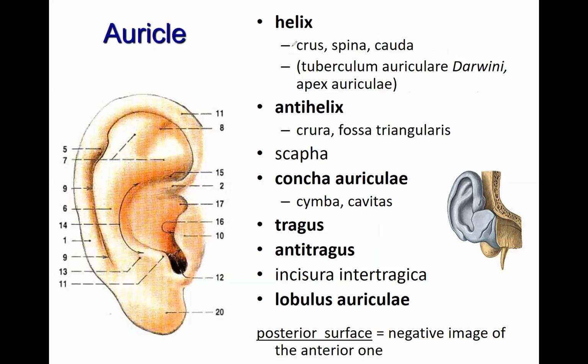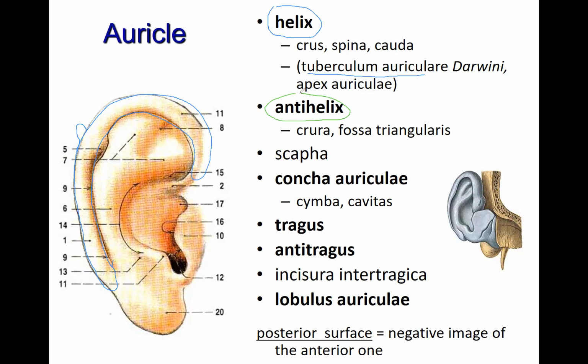So now a bit of descriptive anatomy. So helix, meaning a spiral, is this structure. So it's the border of the auricle. So this structure we'll call helix. And helix has got some smaller parts like the auricular tubercle, which can be found here sometimes. And a crus, and a spine, and cauda, which are smaller structures.